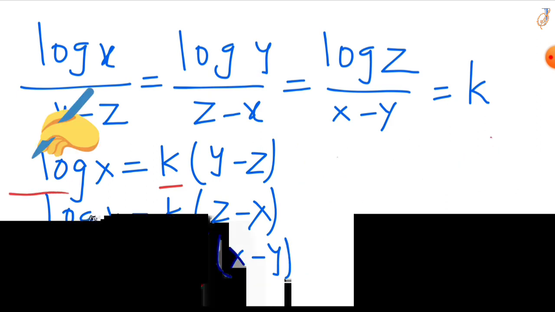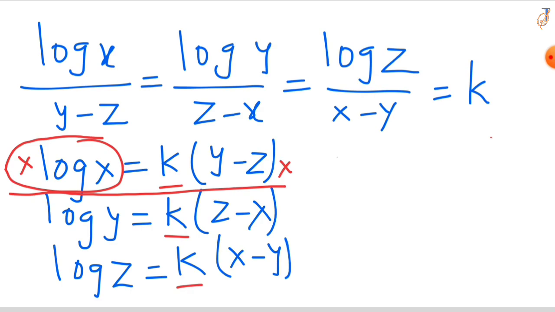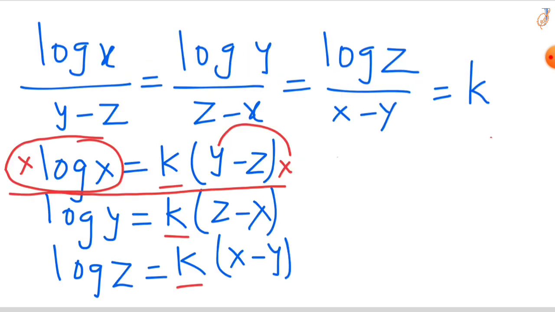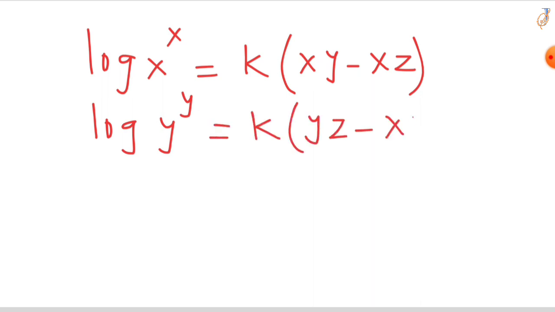Now here multiply x on both sides, then you will get the left hand side x log x, which is in the form of m log a. So we can write this as log a power m. So the left hand side becomes log x power x, that is equal to k times xy minus xz. Similarly, if you multiply both sides by y, here you will get log y raised to the power of y, that is equal to k times yz minus xy.